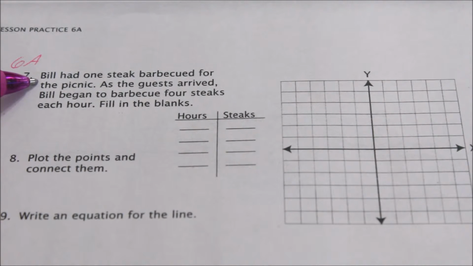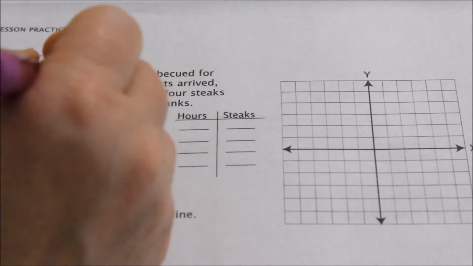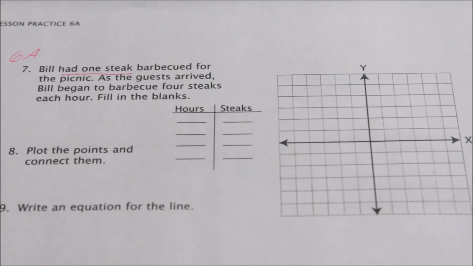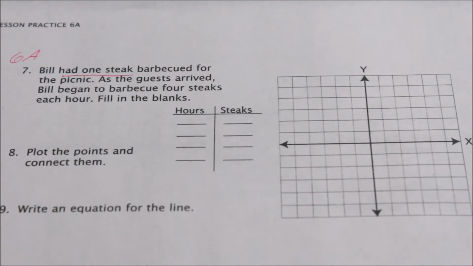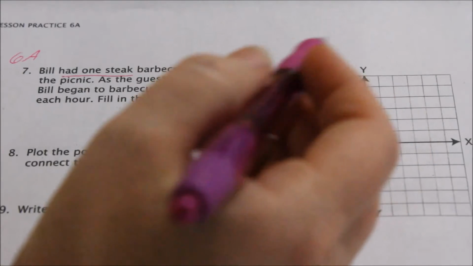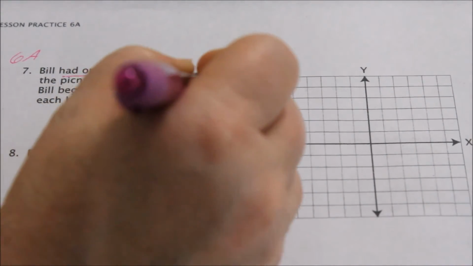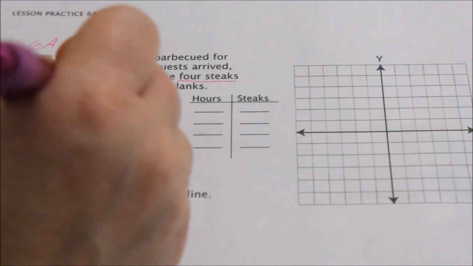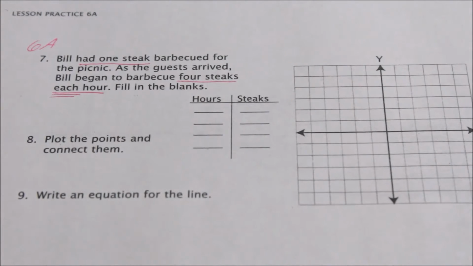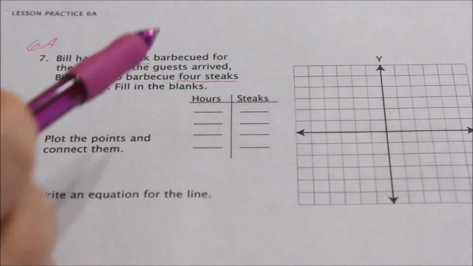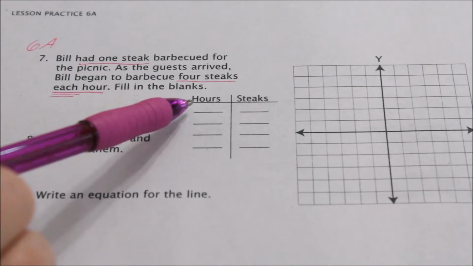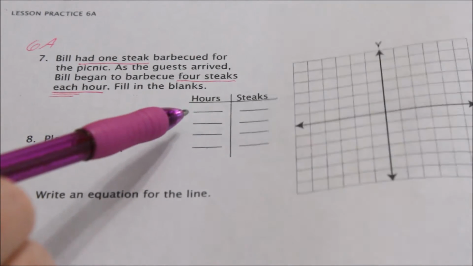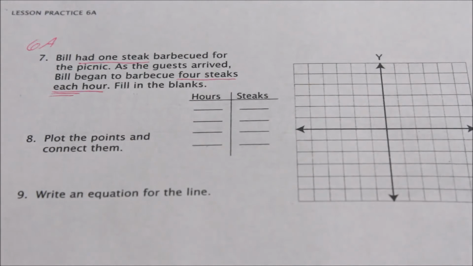Let me point out some key words. This is a key word. He had 1 steak. He started out with 1 steak. Okay? And then he barbecued 4 steaks each hour. This "each" is very important. Okay? 4 steaks each hour. So then we want to find out how many steaks he has after 1 hour, after 2 hours, after 3 hours.